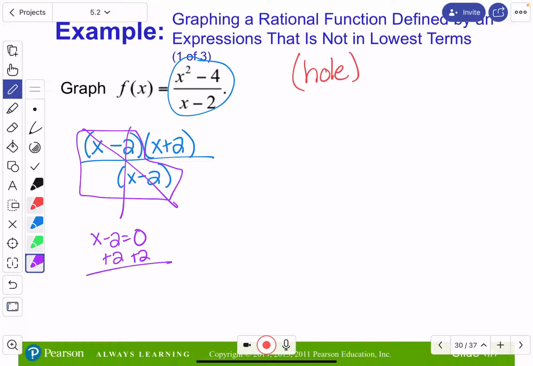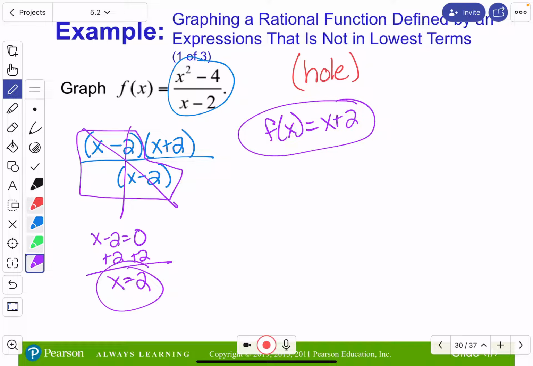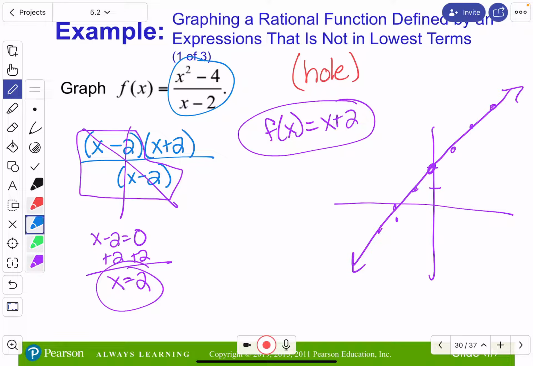So it makes a hole because it cancels out and it's not really part of the graph, so we don't have to worry about an asymptote. Then all we're left with is f of x equals x plus 2 once it reduces. So we don't have to go through all of that information because we know how to graph x plus 2. Y-intercept is 2, and then we go up 1 over 1, up 1 over 1, and so on and so forth. So we draw our line. The only difference is when x equals 2, we have a hole in the graph instead of a point.